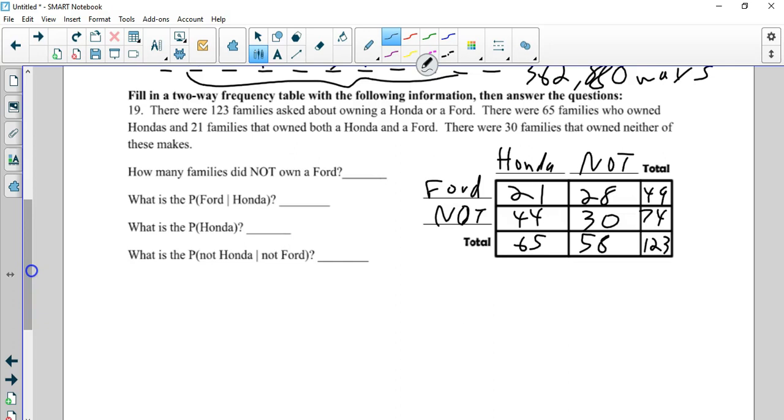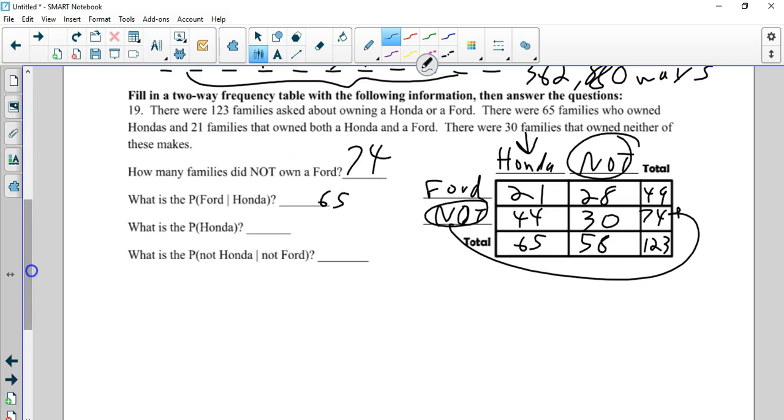Now, how many families did not own a Ford? That's Honda, sorry. How many families did not own a Ford? That's 74, right there. Sorry, I had it backwards on my original key. What's the probability of a Ford given a Honda? So given a Honda means 65 is going to be our denominator because we go down the column. And then Ford in that column is 21.